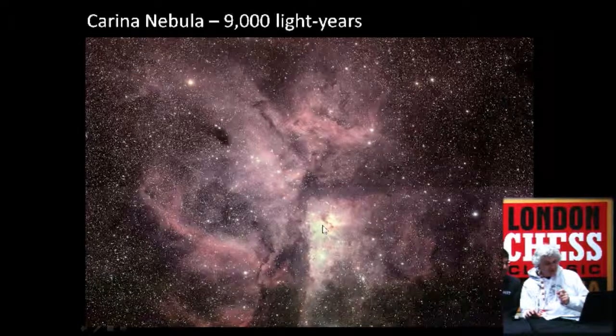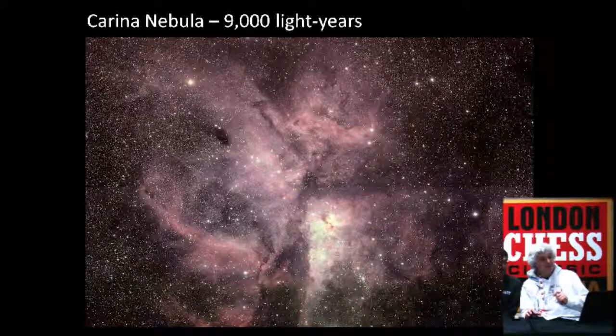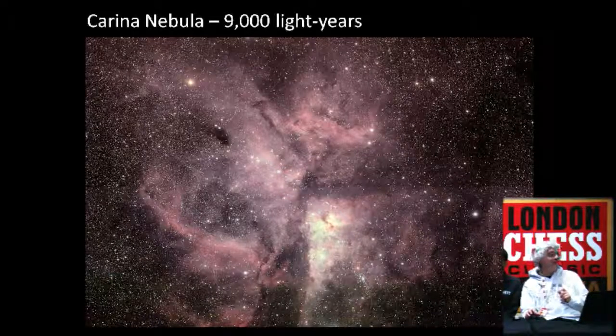And down in this very, very bright region down here, there is a star, Eta Carina, which is quite possibly the largest and most luminous star in the galaxy. It weighs about 100 times as much as the Sun, and it gives out 5 million times as much radiation as the Sun. Now, such large stars have very short lifetimes, and they're extremely unstable. And astronomers believe that this star will go supernova sometime in the near future.